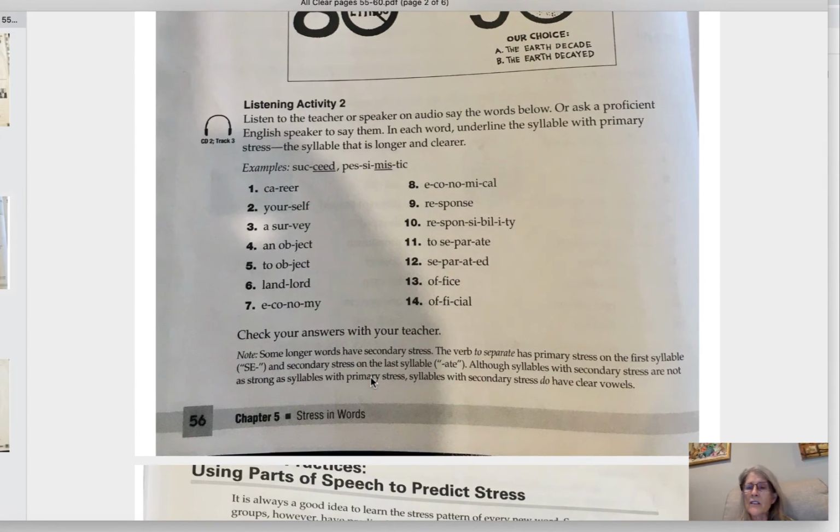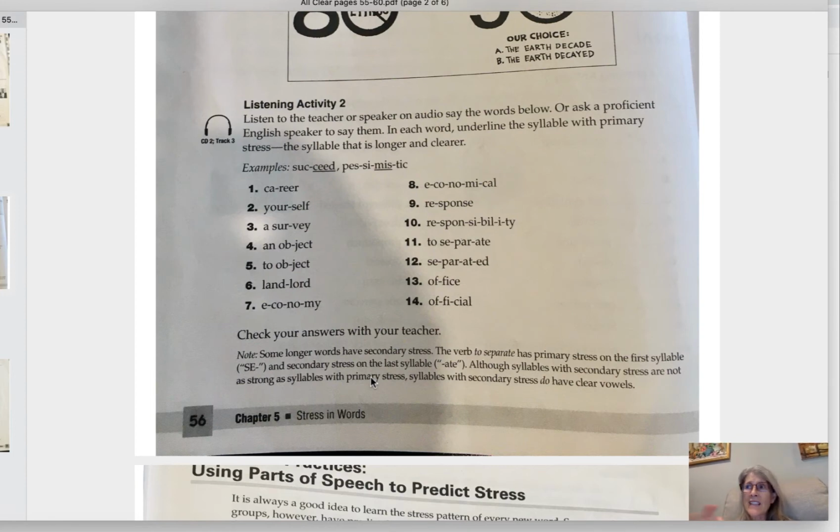Some longer words have secondary stress. Okay. So it's because there's so many syllables that we have a primary stress and then another stress, but it's not as noticeable as the first stress. Okay, it's not as strong. For example, just the verb to separate has primary stress on the first syllable, separate, and a secondary stress on the last syllable, separate. Okay. Although syllables with secondary stress are not as long as syllables with primary stress, syllables with secondary stress do have clear vowels.